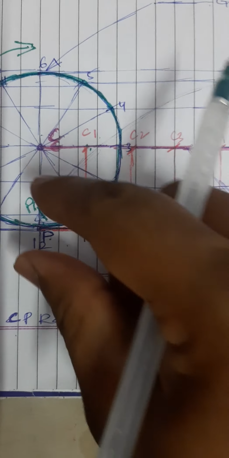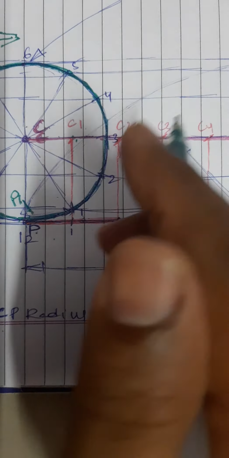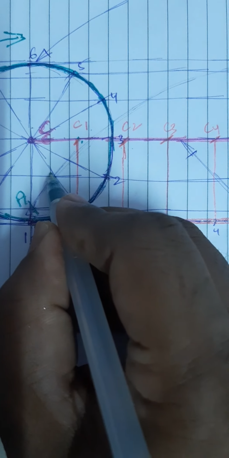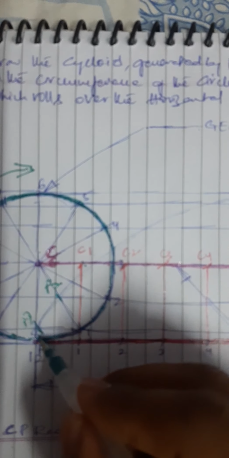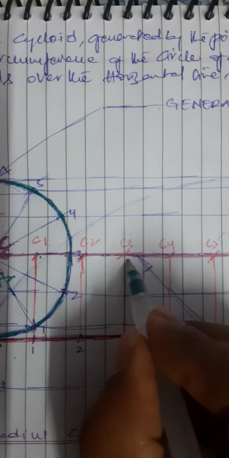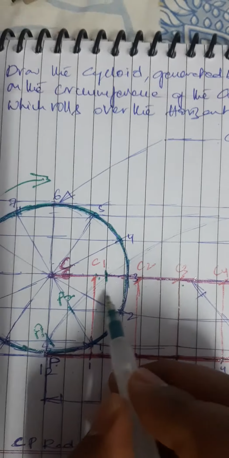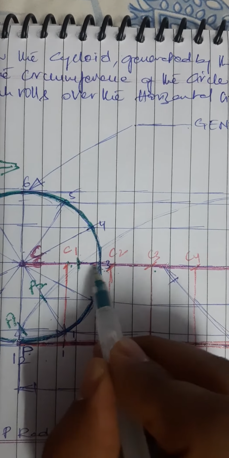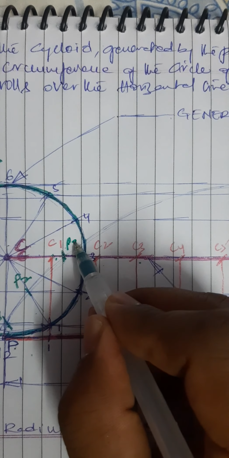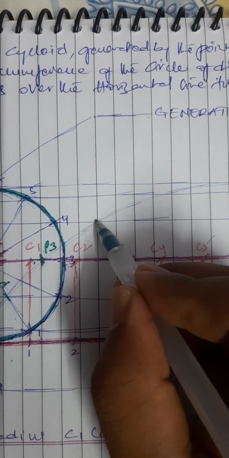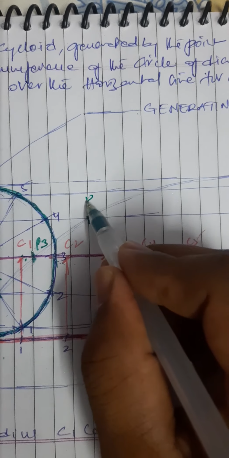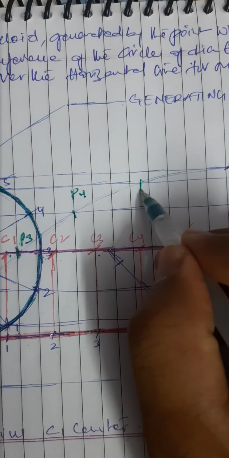In the same way, next with CP radius and C2 center, you need to draw the arc cutting the horizontal line drawn from 2 at P2. Next in the same way, CP radius, C3 center, one more arc cutting the horizontal line drawn from 3. Here you will get P3. Likewise, here you will get P4. Here you will get P5.